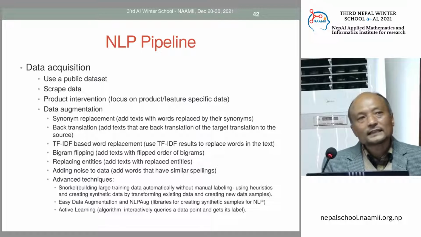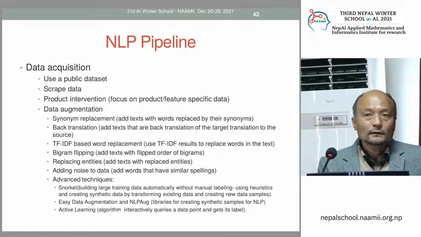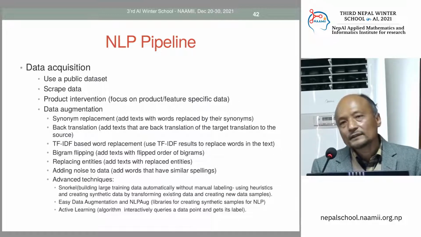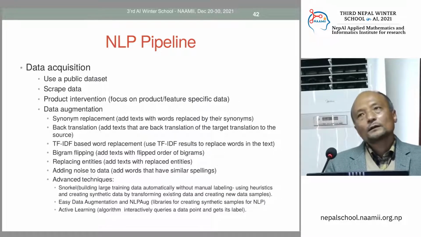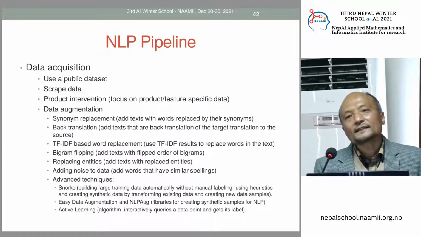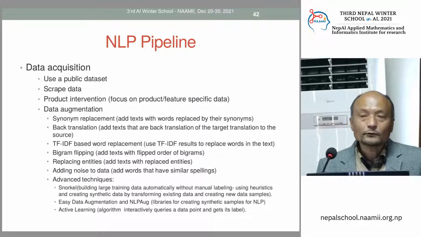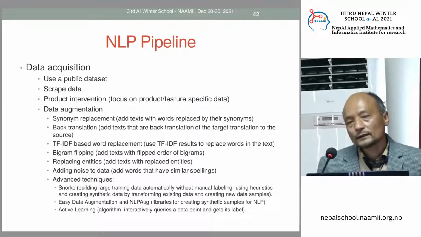TF-IDF is a very popular technique in natural language processing: term frequency, inverse document frequency. It's been used for spam email classification as well. Actually, it has its roots in information retrieval or search engines, right? So if a particular term has a high TF-IDF score, then that term is considered more relevant to the query, or more relevant with respect to the particular document.